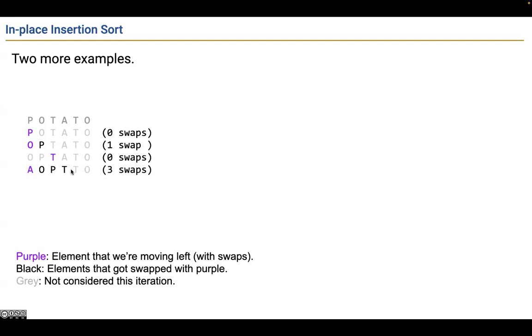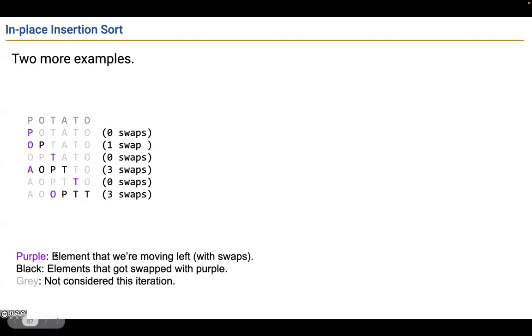Let's see, the next A. Well, A is at the very beginning of the alphabet, so it has a long way to go. It has to travel all the way back to the front. Turns out that's 3 swaps. Then this T looks to its left and says, no swapping necessary. This O has to swap a bit forward, and so there's 3 swaps. And so if I sort the word potato, I get a, o, p, t, t, o. Okay, that's the sort of potato.